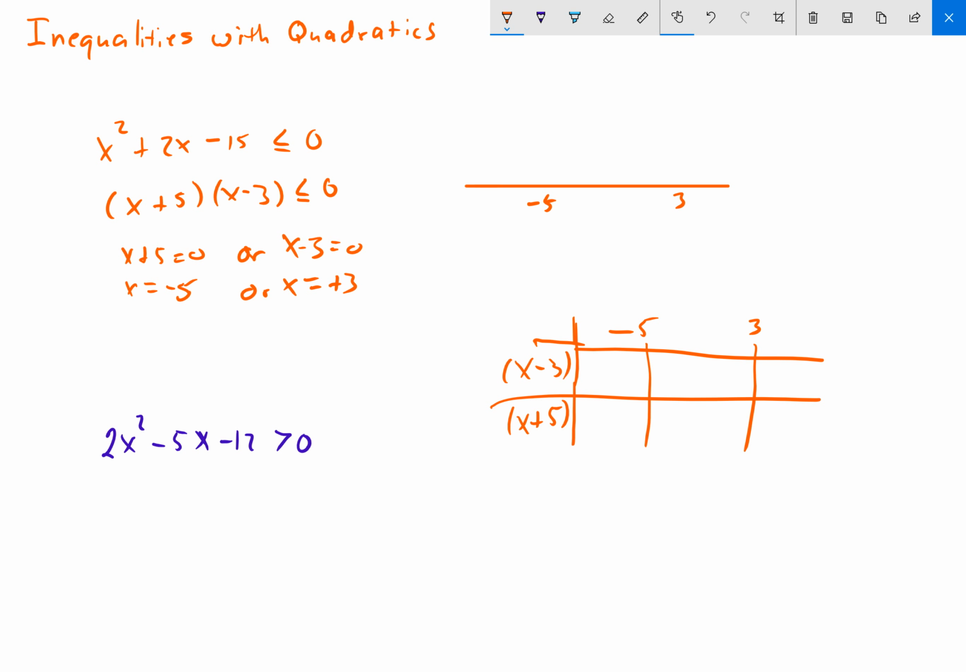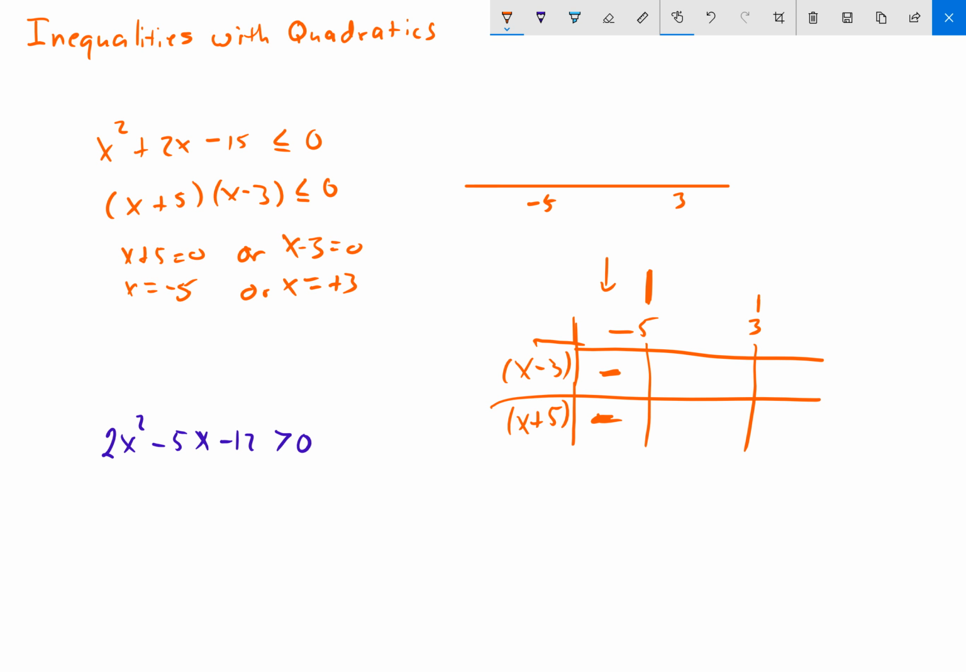And now, what this area here to the left represents is all values less than negative 5. So I'm just going to pick some value that's less than negative 5. I'm going to say negative 10. If I plug a negative 10 in for x, I'm going to get negative 10 minus 3, which is a negative 13. And x plus 5, if x is negative 10, that's going to be a negative.